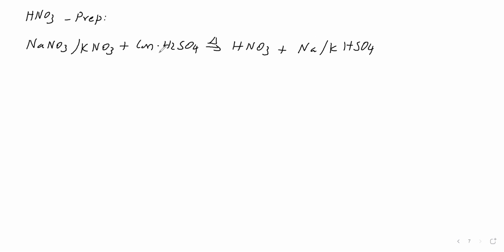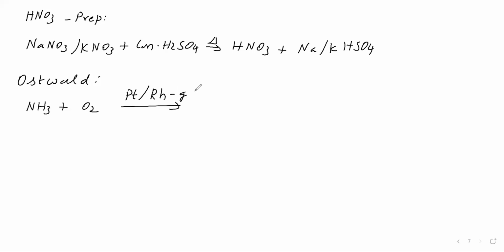Then the manufacture of nitric acid we will see by Ostwald method. Let us manufacture nitric acid by the Ostwald method. Initially we have to take ammonia, which is treated with oxygen gas in the presence of a catalyst. The catalyst is platinum, otherwise rhodium gauze, which acts as a catalyst. The temperature is 500 Kelvin and the pressure is 9 bar. What we get is nitric oxide and water.